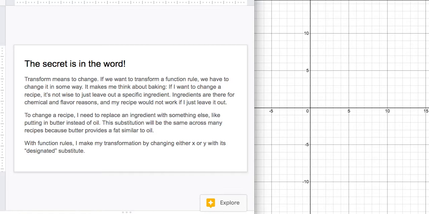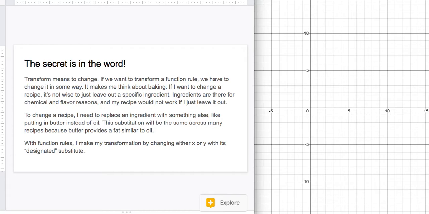So now the secret really is in the word itself. To transform does mean to change. If I want to transform a function rule, I have to change it in some way. So I was thinking about baking. I guess I was hungry when I was doing this. If I want to change a recipe, you don't just leave something out, and you don't just put anything else in. Each ingredient in a recipe is there for a reason, either for a flavor or for the chemical reaction it's going to cause. So just randomly changing things isn't going to make my recipe turn out.